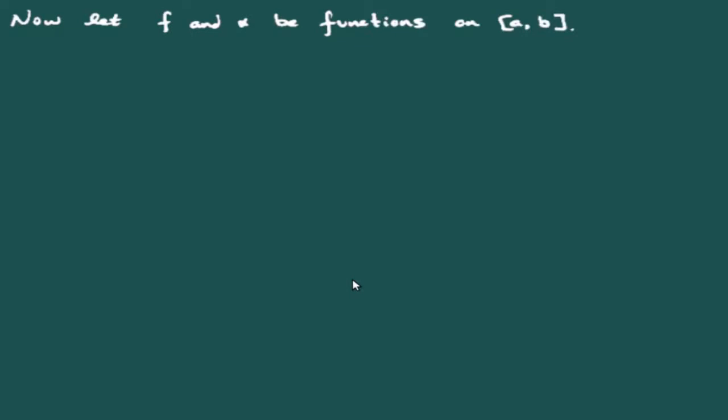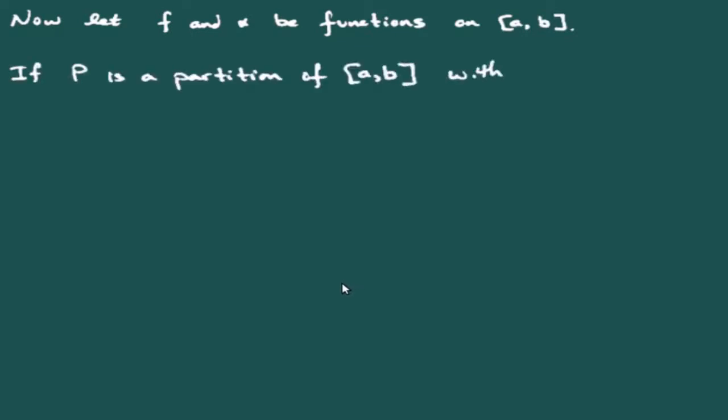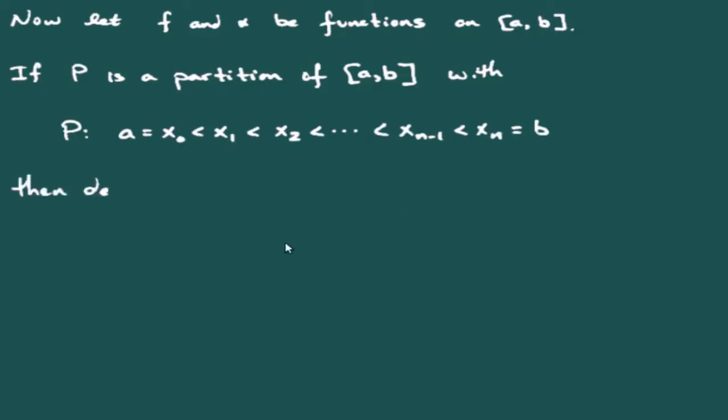Now let's talk about our functions and Riemann-Stieltjes sums. If we take two functions, f and alpha, we let those be functions on our closed interval [a, b]. We let P be a partition of [a, b], and then we define delta alpha_k as the difference in alpha between the left endpoint and the right endpoint of each subinterval. So our delta alpha_k is going to be alpha of x_k minus alpha of x_{k-1}.